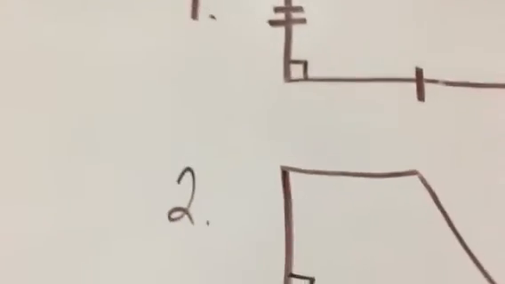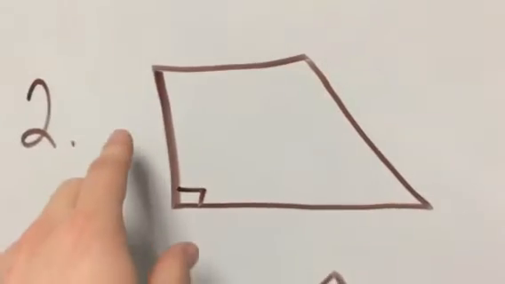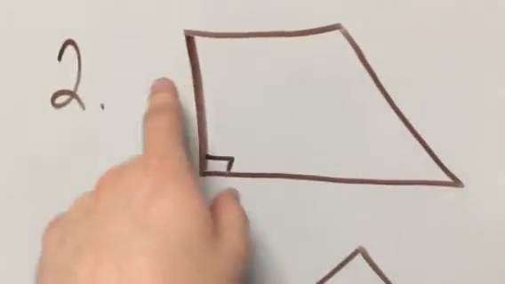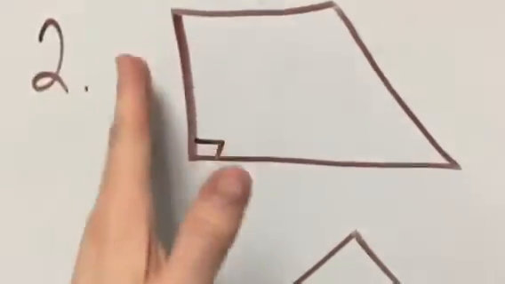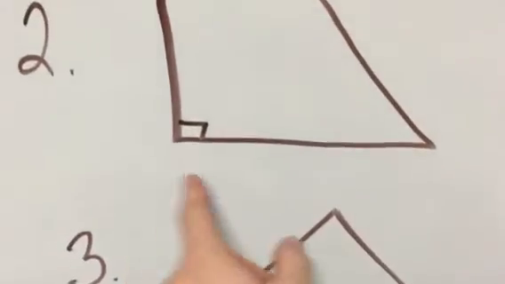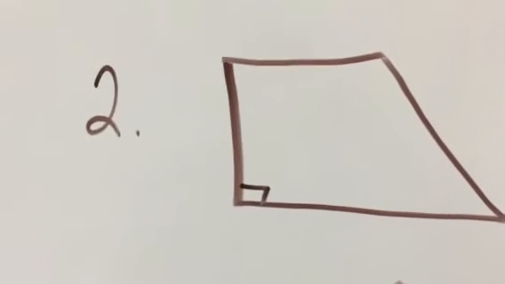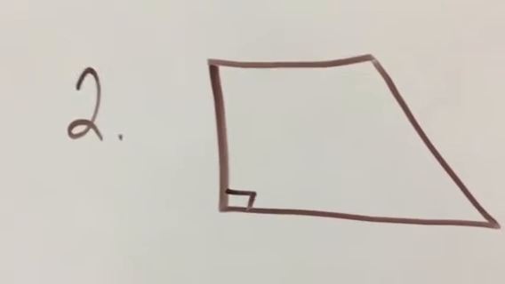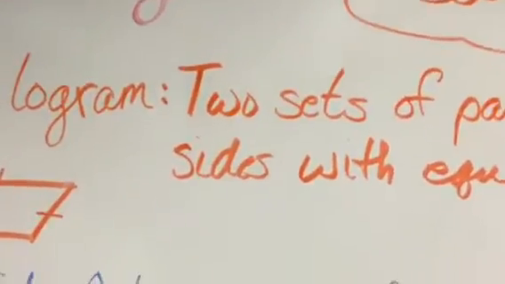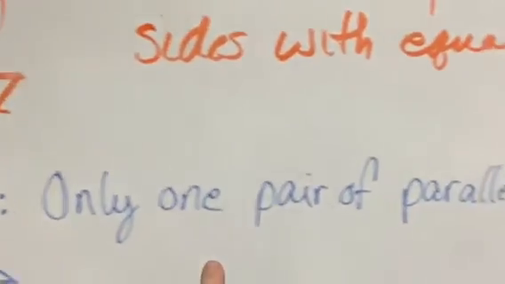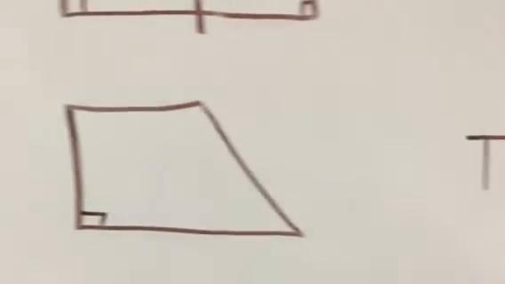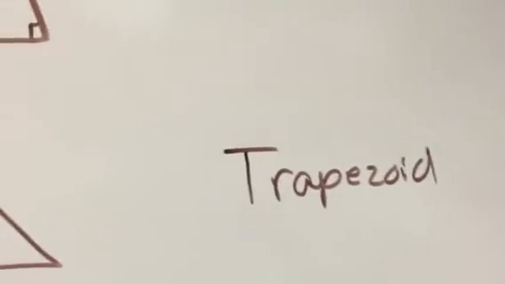Let's look at number two. We notice that this side and this side are not parallel, right? This one goes up and down, this one's at an angle. But the top and the bottom are both going to be parallel. So it has one pair of parallel sides. So let's look at which one of our words has one set of parallel lines. Parallelogram has two. Trapezoid, only one pair of parallel lines. That tells us that number two is a trapezoid.